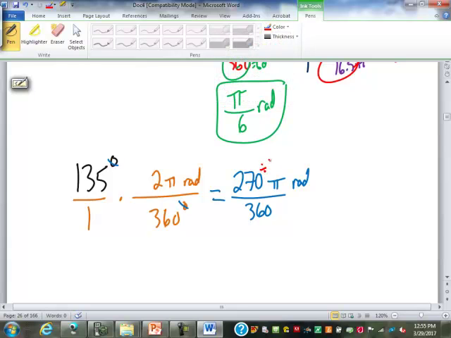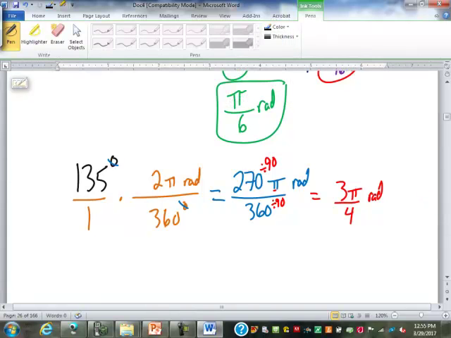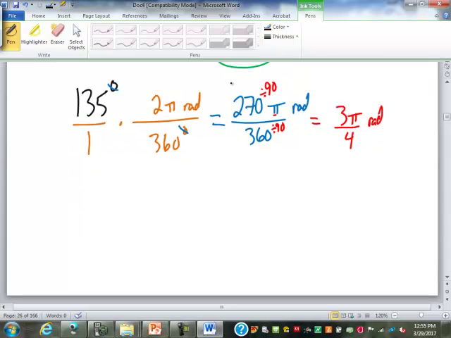Both 270 and 360 can be divided by 90. 270 divided by 90 is 3. I still have the pi there and the radians. 360 divided by 90 is 4. So that's 3 pi over 4 radians, or 3/4 times pi radians. Now have you guys in your notes try 120 degrees and 45 degrees. Convert those into radians.